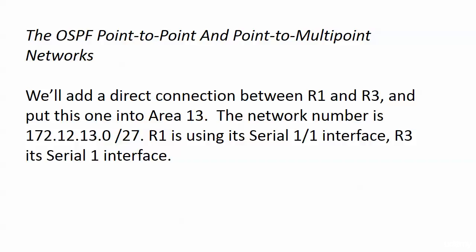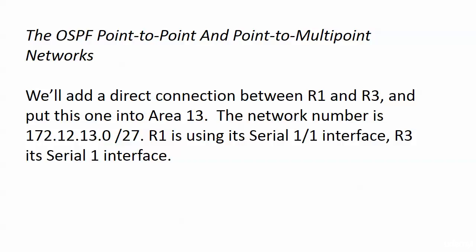Time to add our first non-backbone area to our burgeoning OSPF deployment. Here we're going to be putting area 13 into the mix. The network we're going to put in there is 172.12.13.0/27, a direct connection that I've already configured here in the lab and tested with some pings, so we're good there. And of course, this is a separate physical segment than our NBMA segment.